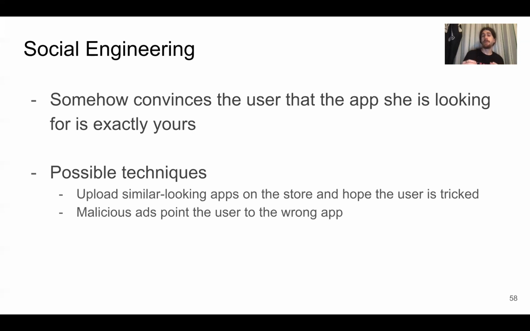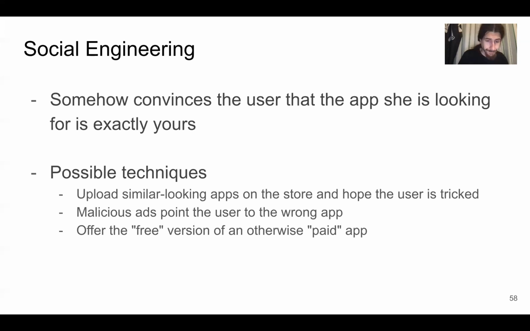Some ads may point the user to the wrong app. So somehow you could drive users to the malicious app through advertisement. You could offer a free version of an app that is actually paid. So for example, there is a popular app that is paid, and there is no free version. So the malware author could create a new app, which basically frames itself as the free version of this application. And some user would actually Google for free version of application X, would get to this malicious app, install it, and get compromised. Okay, this works all the time.